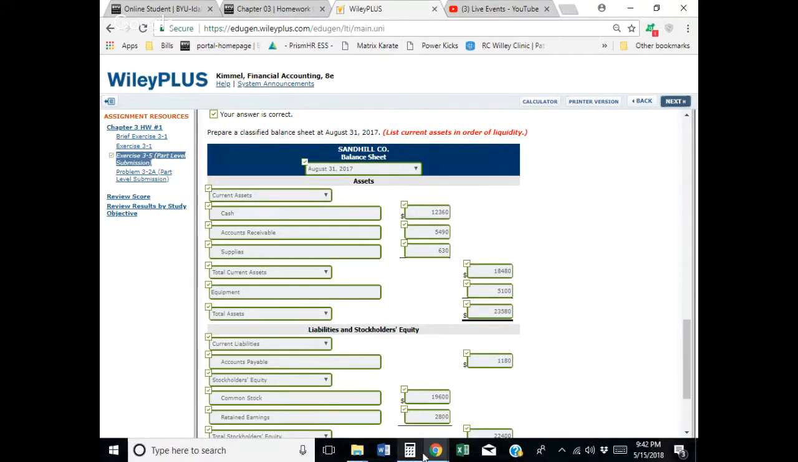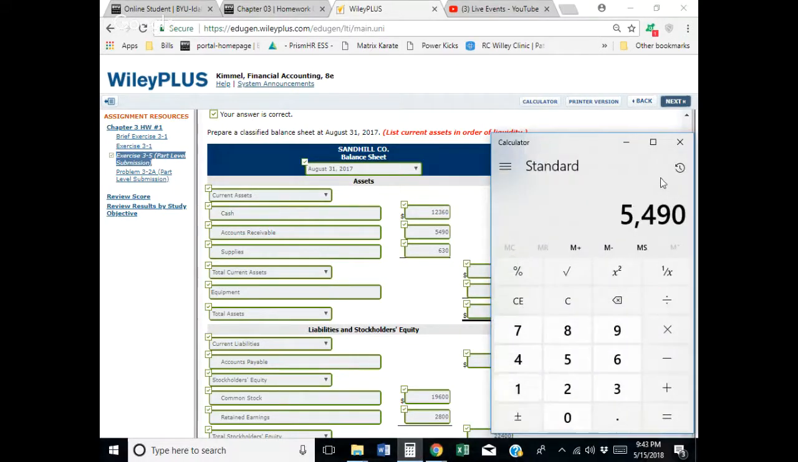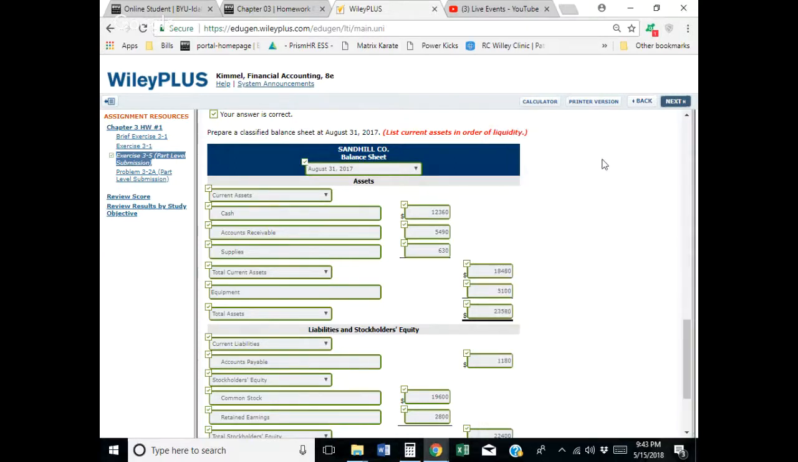So out of these three columns, I'll bring the calculator up. Check this out. Cash is 12,360 plus accounts receivable of 5,490 plus supplies of 630 gives us total current assets of 18,480. 18,480 right here.